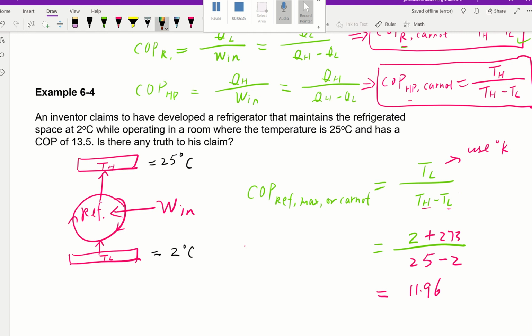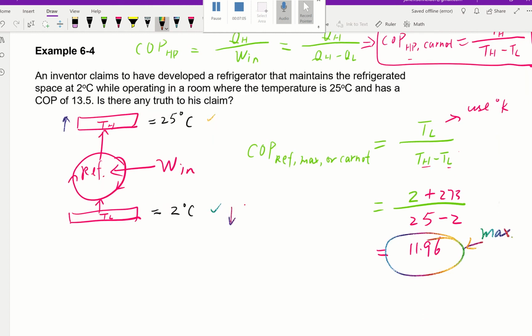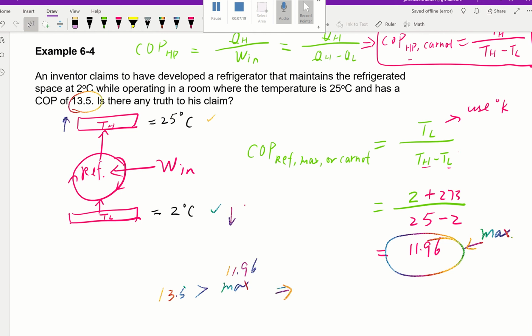And be aware, this is absolutely the maximum we could ever do, the best we could ever do with the given conditions of 25 degrees and 2 degrees. We know from previous discussion that if the higher temperature gets higher, or the lower temperature gets lower, we get higher performance, higher efficiency. But with what we have, the maximum we can get is 11.96. However, the inventor claims 13.5, which is greater than this maximum value of 11.96. That tells us this is bluffing. It's not possible. It's impossible.